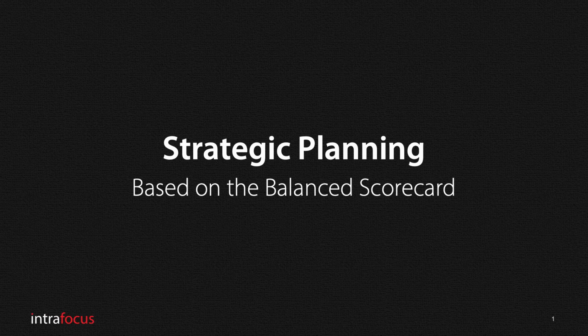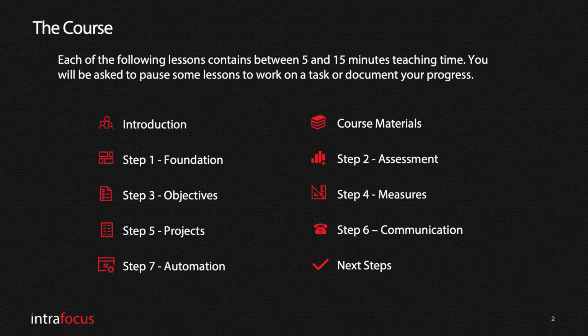Welcome to this strategic planning course based on the Balanced Scorecard. The course consists of 10 lessons. Each lesson contains between 5 to 15 minutes teaching time. During most of the lessons, you will be asked to pause the video and complete one or two exercises. This is optional, and you might not need to do all of the exercises, but please do try a few.